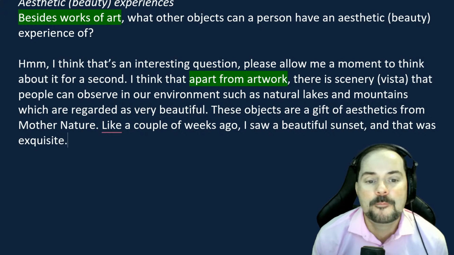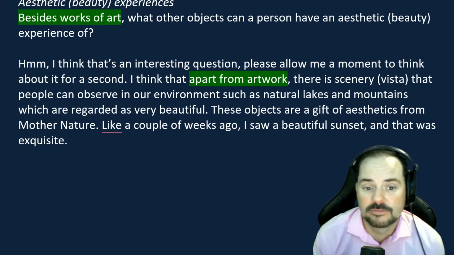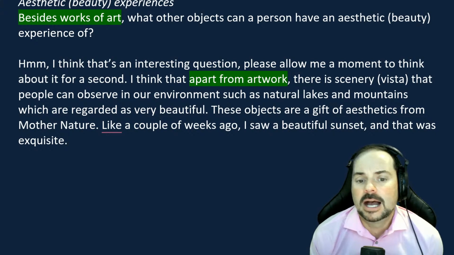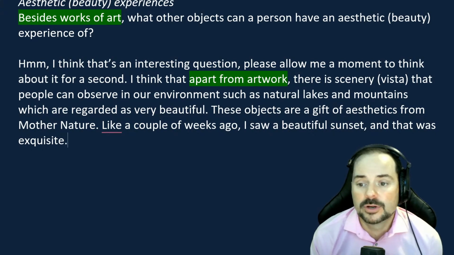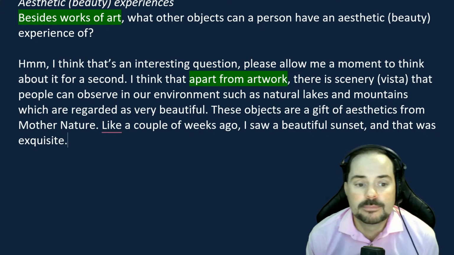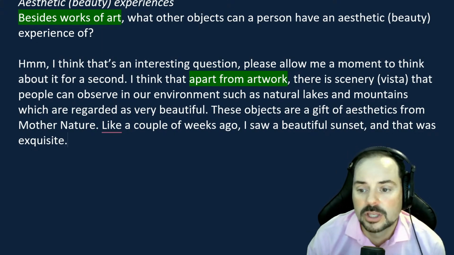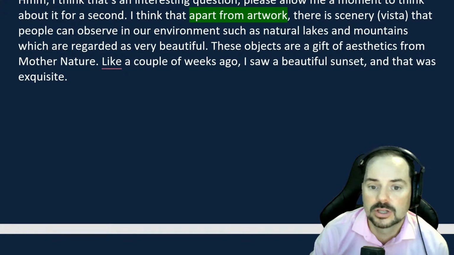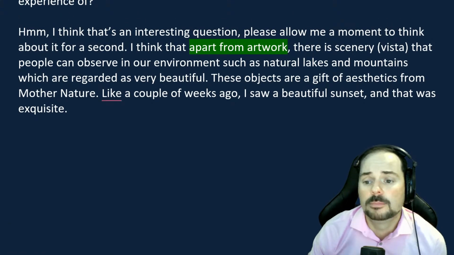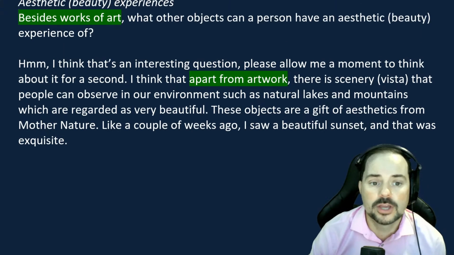Here we go. I think that's an interesting question. Please allow me a moment to think about it for a second. I think that apart from artwork, there is scenery that people can observe in our environment, such as natural lakes and mountains, which are regarded as very beautiful. These objects are a gift of aesthetics from Mother Nature. Like a couple of weeks ago, I saw a beautiful sunset, and it was exquisite. Okay, go for it, Baljit.